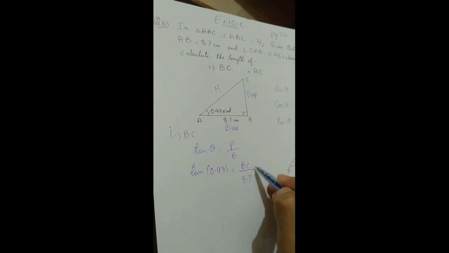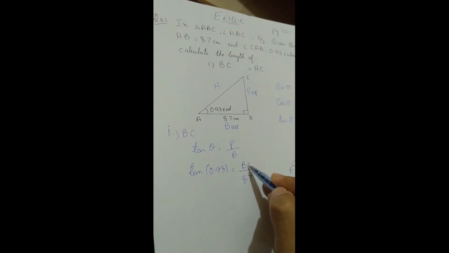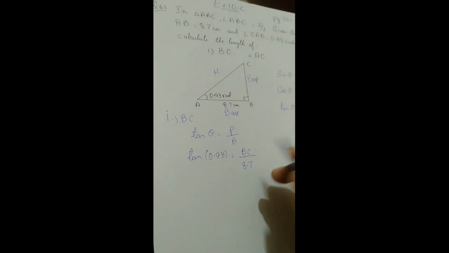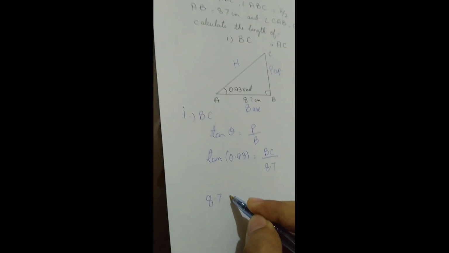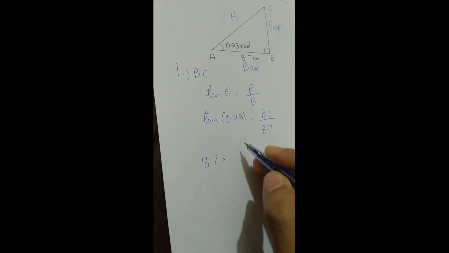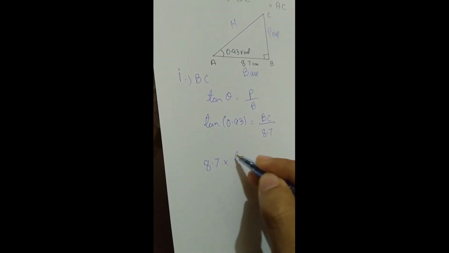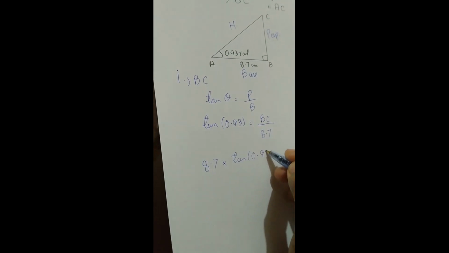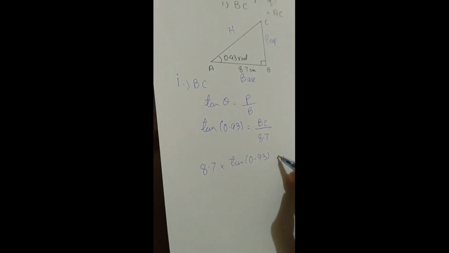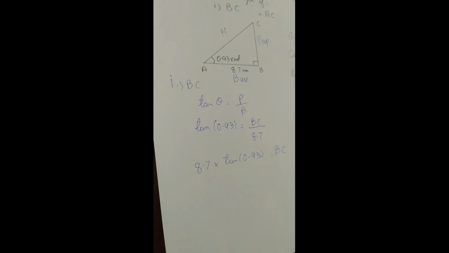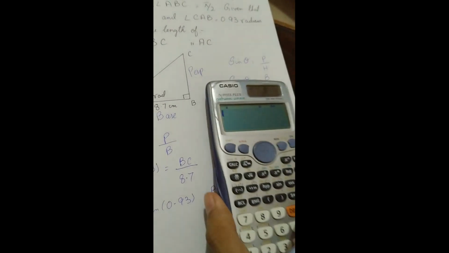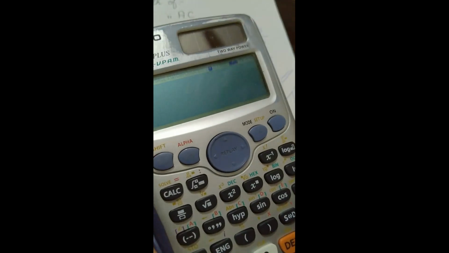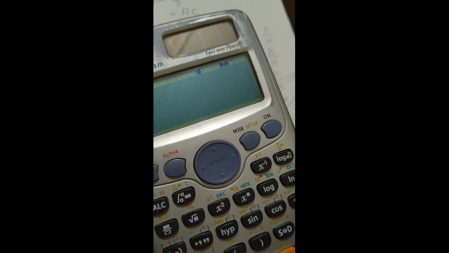So I have to find BC here, so I will try to make this side BC alone and take all the other things to the other side. Here 8.7 is dividing, on the other side it will multiply. It's very easy. 8.7 multiplied by tan 0.93 equals BC. You can solve these. Okay, make sure before you start solving, your calculator should be in the radians setting.